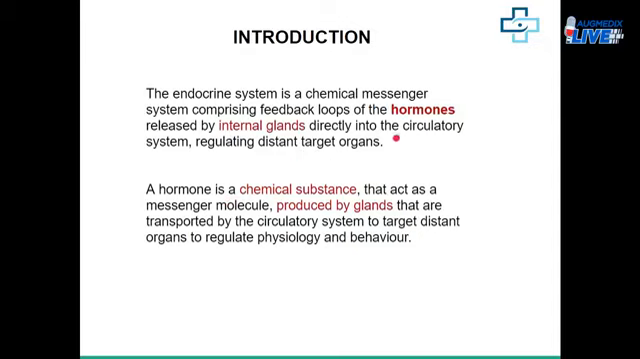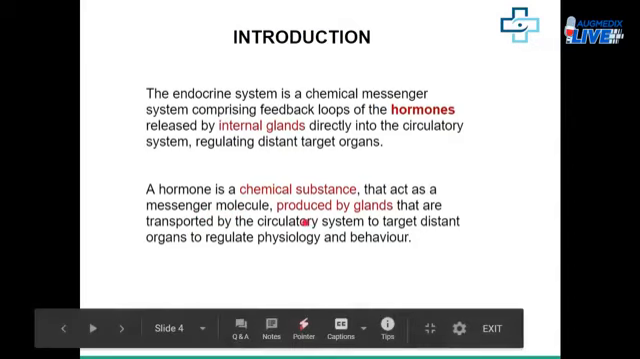Now, second, what is a hormone? A hormone is a chemical substance which acts as a messenger molecule, produced by the glands and transported by the circulatory system to distant organs to regulate their functions. A simple definition would be: a hormone is a chemical substance produced by the glands which acts on the target system to regulate the functions.